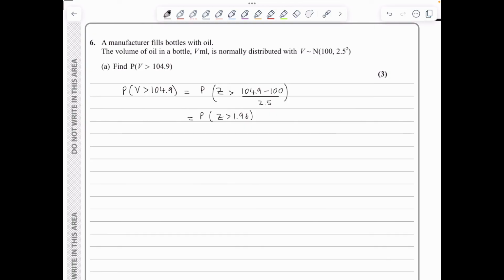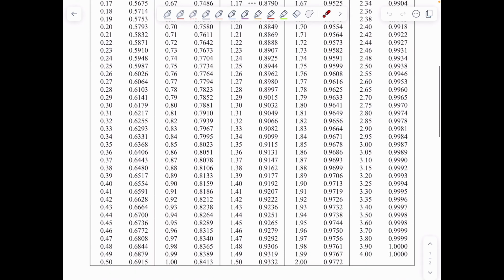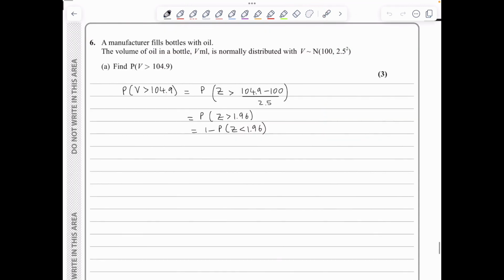Remember that the table provided within the formula booklet speaks about the probability of Z being less than something. So I will write this as 1 minus the probability of Z less than 1.96. So going to the table of values, for 1.96 we can read off the probability of 0.9750, and therefore we've got that this is 1 minus 0.9750, which gives an answer of 0.0250.